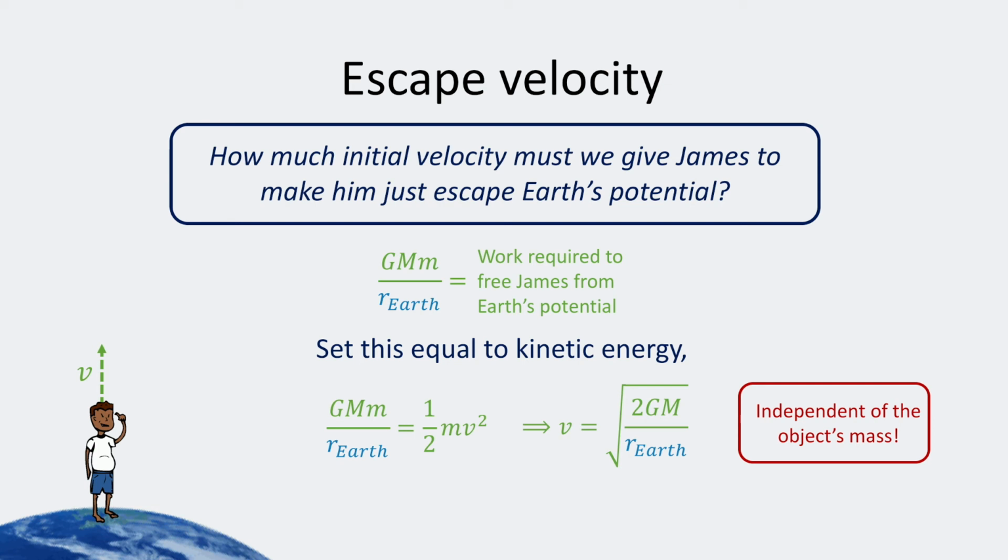So we see that the escape velocity, the velocity that we need to give James in order for him to completely escape Earth's gravitational field, is independent of James's mass. For Earth, the escape velocity is equal to 11,186 meters per second, an enormous number.